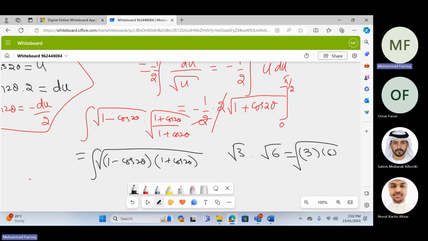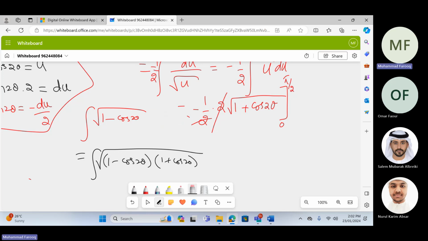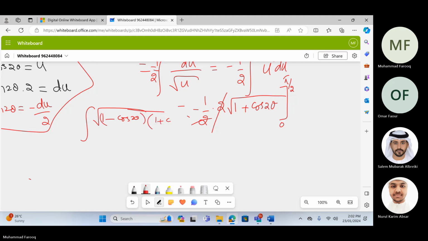Actually, you can do it like that, but the better thing is not to apply it outside. You should perform the conjugate under the square root, because this cosine theta is under the square root. So if you multiply by the conjugate, do it inside, please. Don't take it outside. Do you understand what I mean? Don't apply it outside the square root. Apply it within the power.